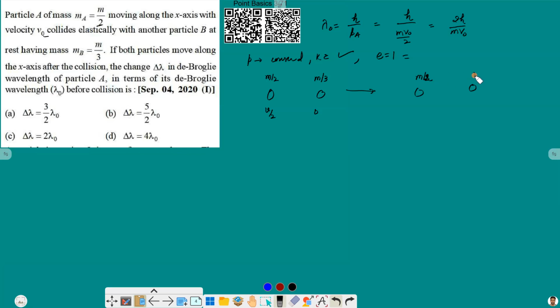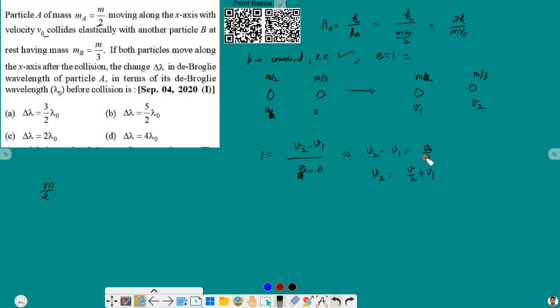This is m by 2 and this is m by 3 mass. Suppose its velocity is v1 and its velocity is v2. Then according to the coefficient of restitution, which is 1 here, that will be equal to v2 minus v1 divided by v naught minus 0. So basically v2 minus v1 will be equal to v naught, and from this v2 is equal to v naught plus v1. Now we can conserve momentum. So according to momentum conservation, we will get m by 2. Sorry, I made a mistake. This is v naught. This is v naught.